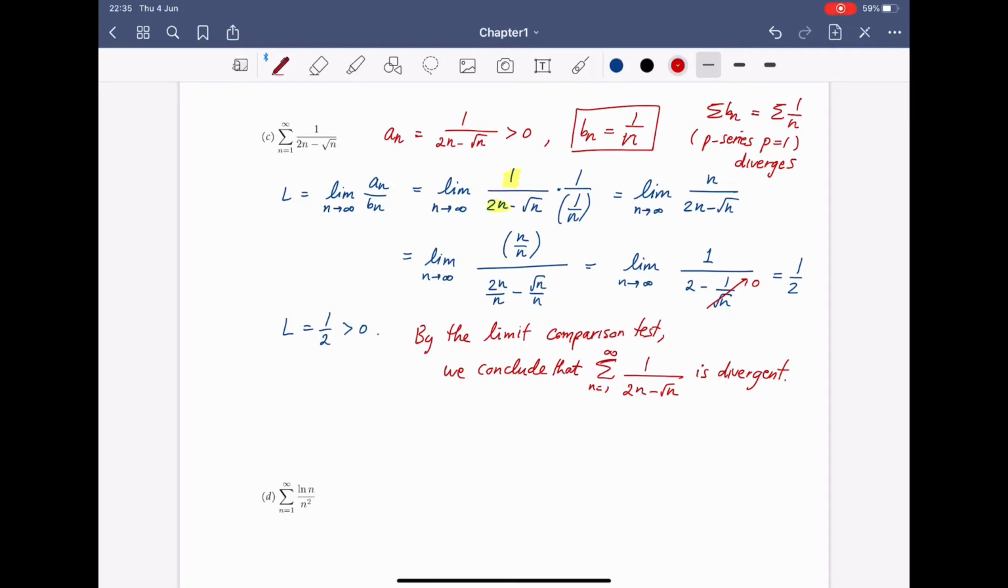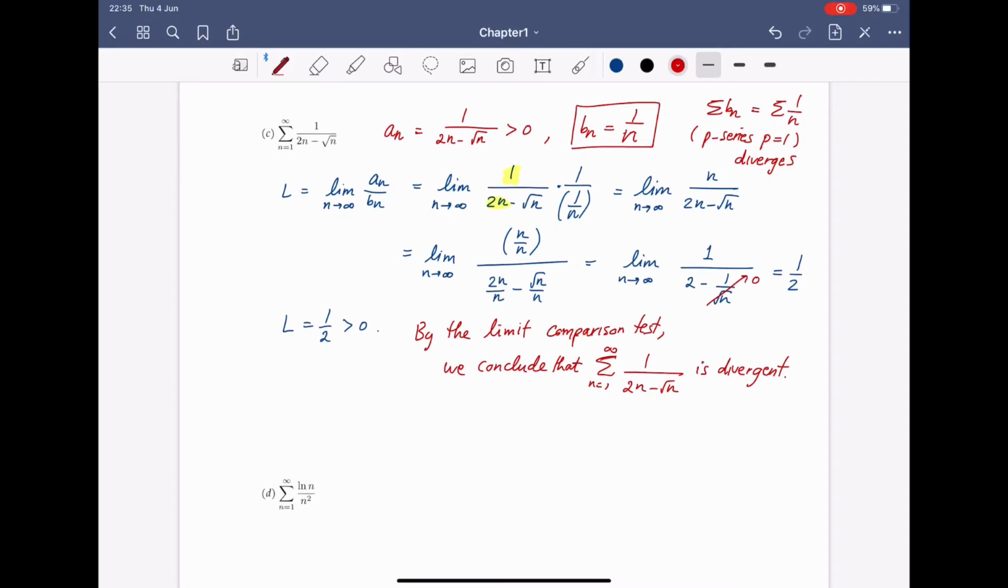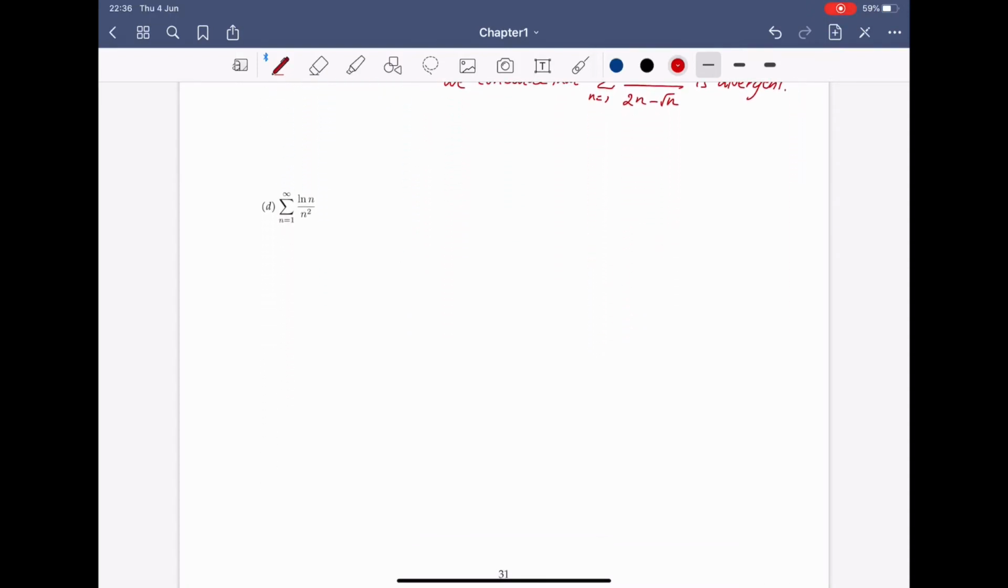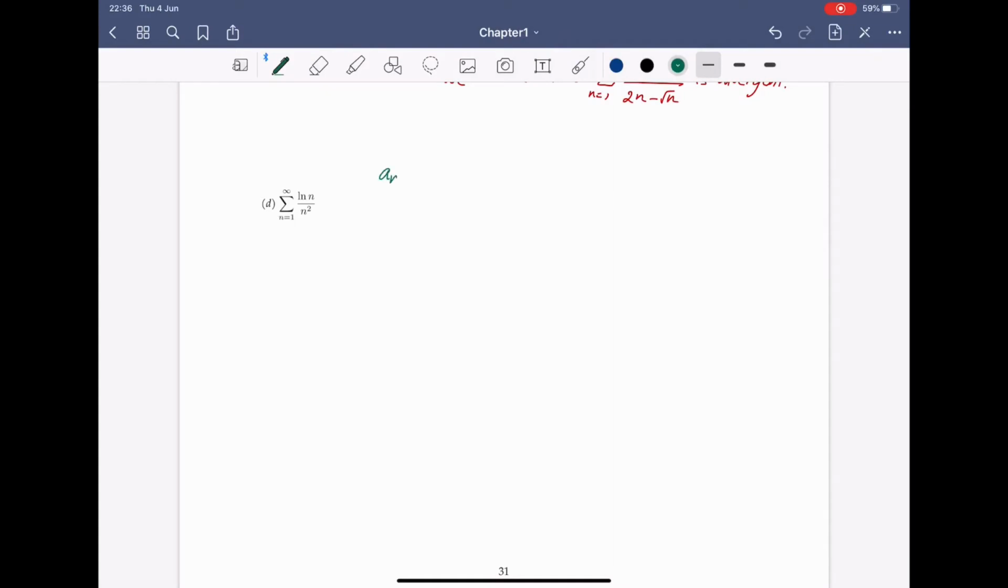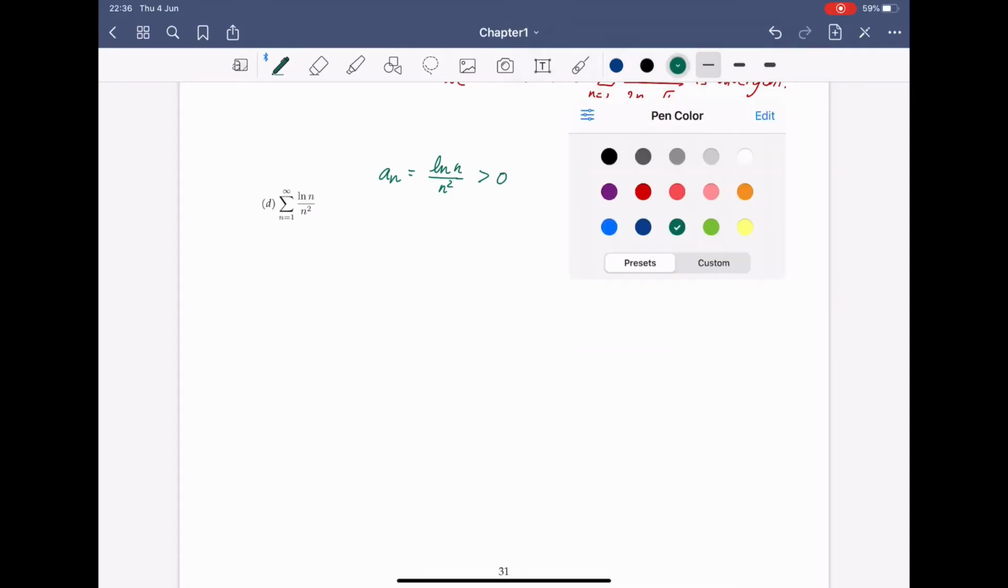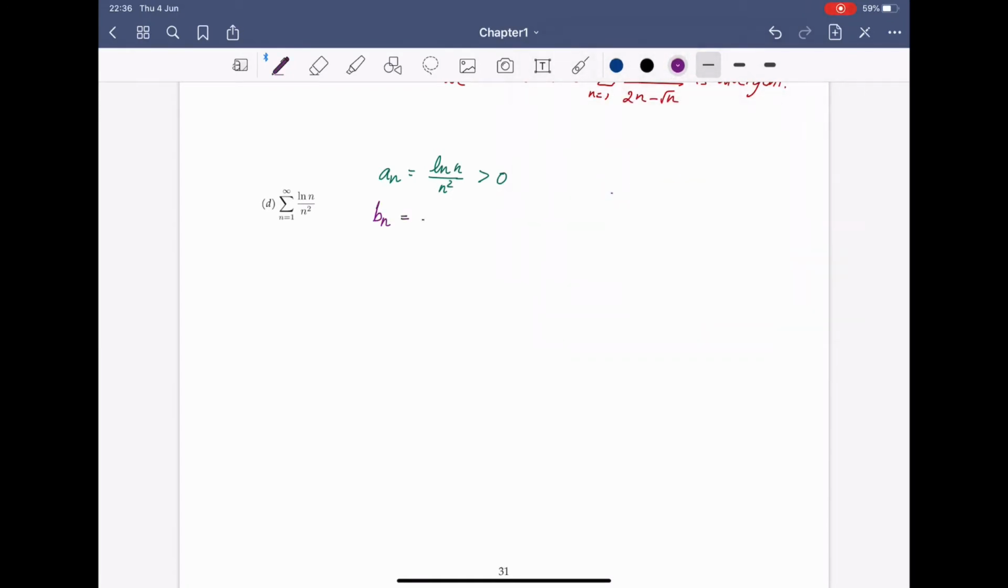Alright, let's move to the last example. This is the one that is a lot harder compared to all previous questions. So let a_n be the logarithm of n over n squared. It is harder because this is the logarithm term. Alright, now I need to choose my b_n as well, right? So my b_n, I have to choose to be something.